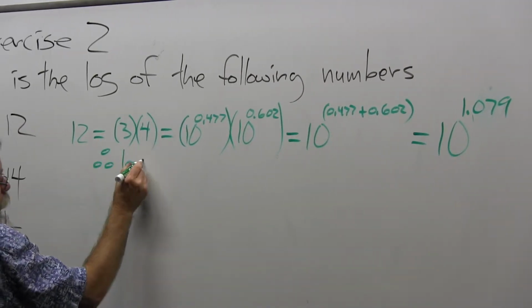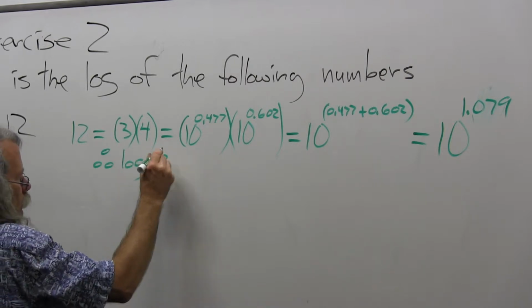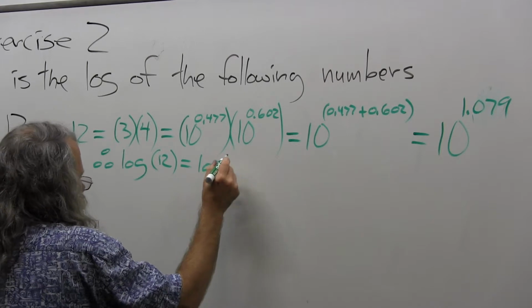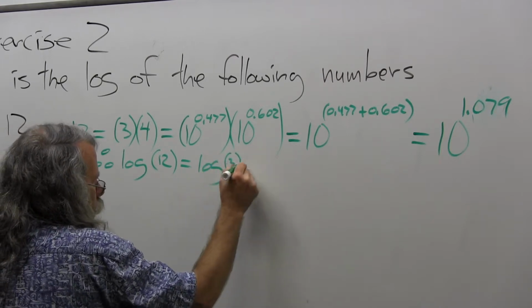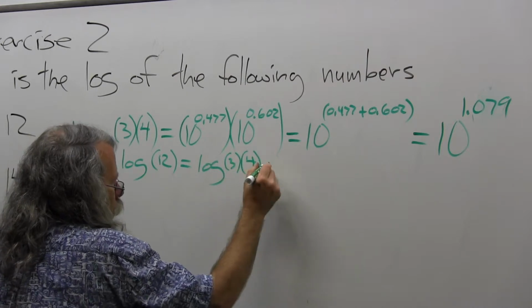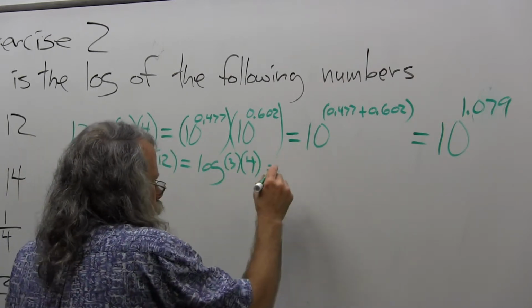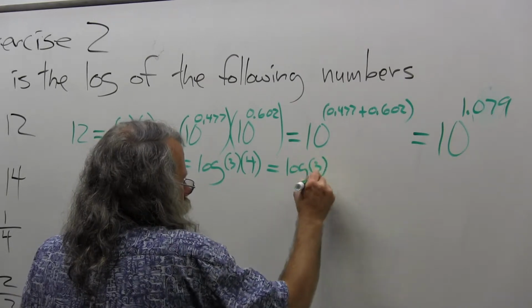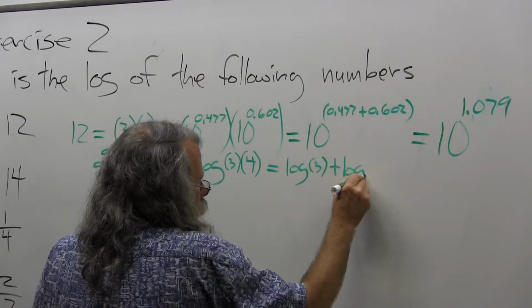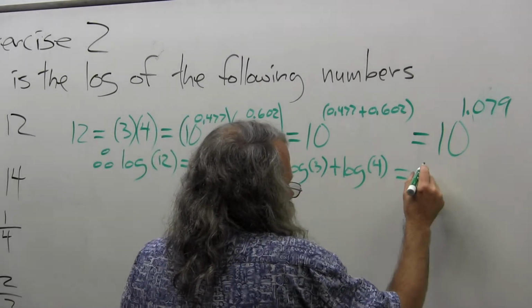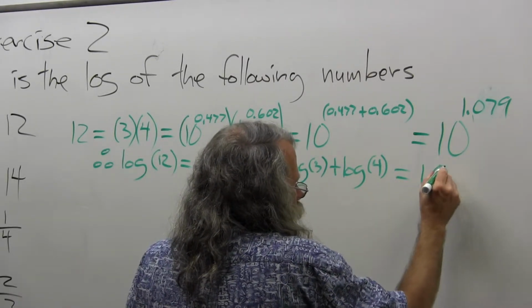the log of 12 is equal to the log of 3 times 4 equals the log of 3 plus the log of 4 equals 1.079.